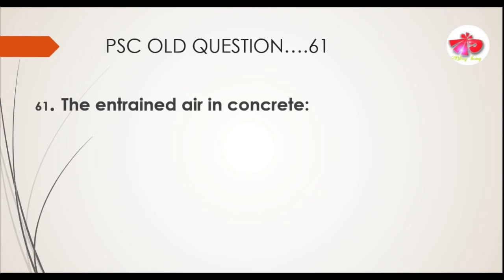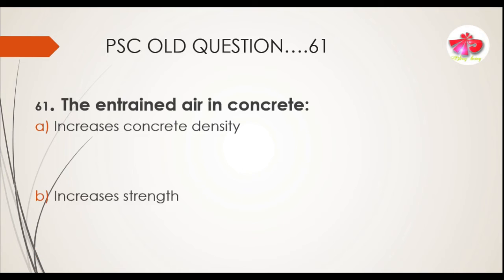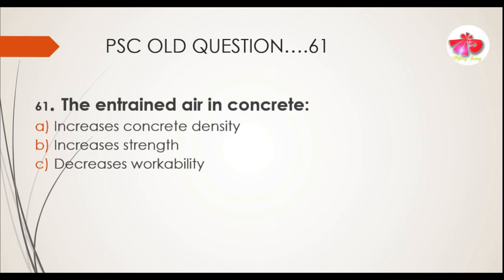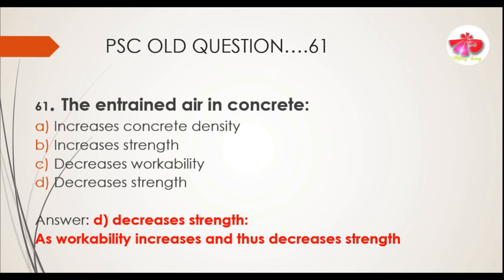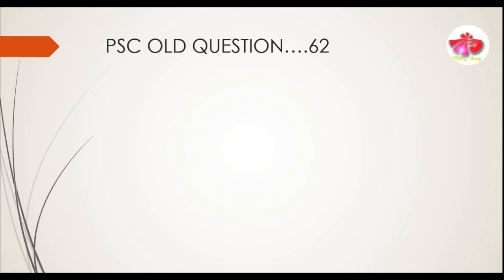Question number 61. The entrained air in concrete, option A increases concrete density, option B increases strength, option C decreases workability, and option D decreases strength. So friend, entrained air in the concrete will decrease strength. So option D will be the correct answer here. This is because entrained air increases the workability. Since workability is increased, strength will be decreased.